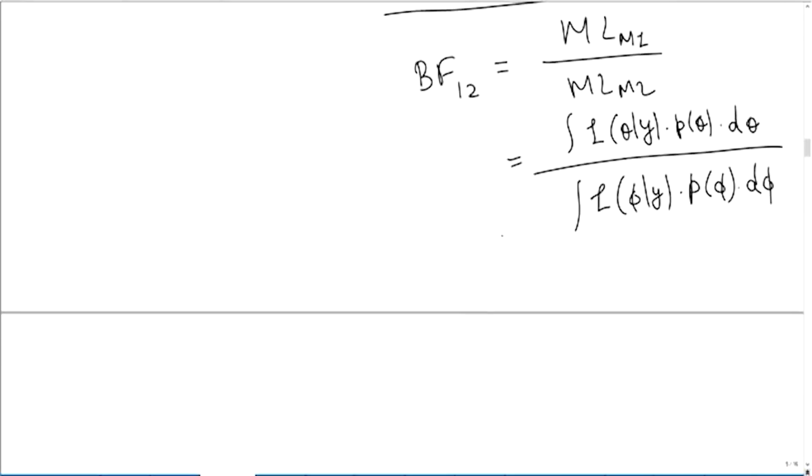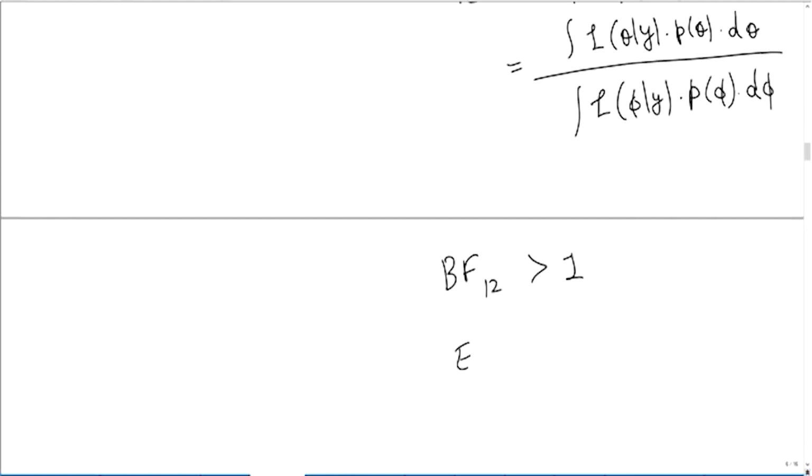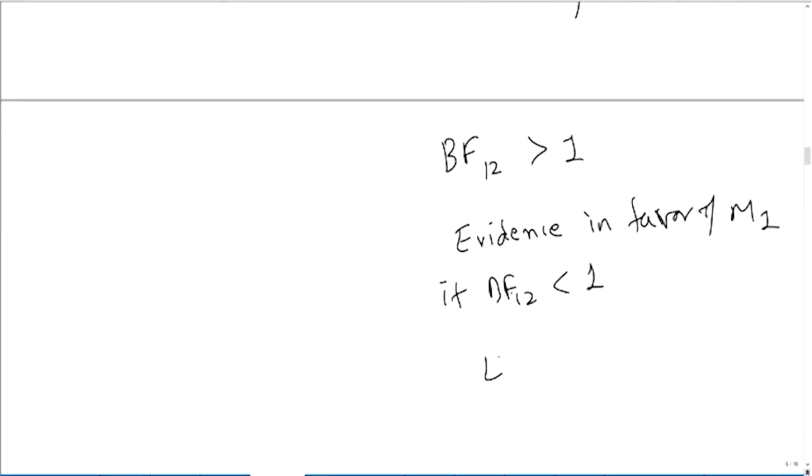And how would you interpret the Bayes factor? Let us say the Bayes factor is greater than 1, then that means model 1 is that many times more likely than model M2. So, it is evidence in favor of M1, and if BF12 is less than 1, then it is evidence in favor of model M2.